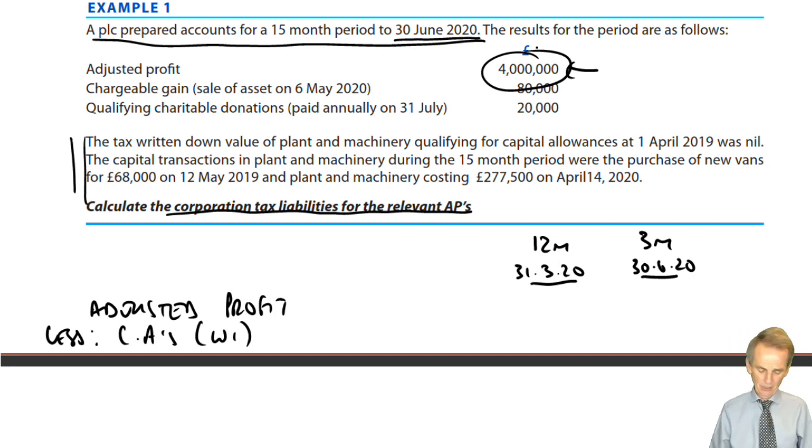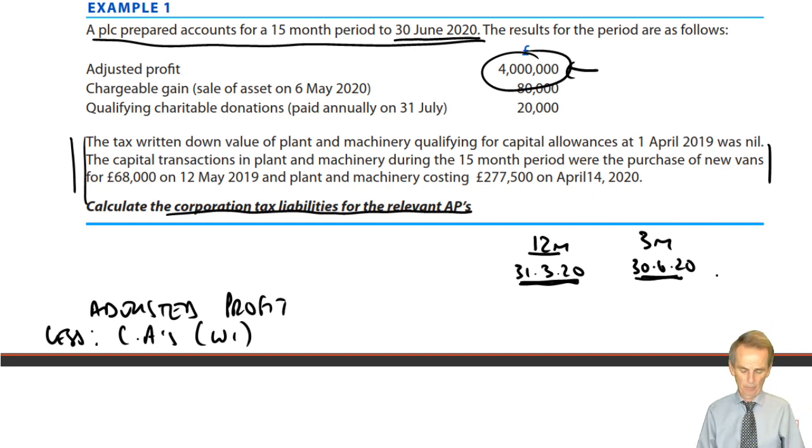But for the capital allowances, they tell you here about the transactions that have occurred, as well as the opening tax written down value brought forward at the beginning of this 12-month accounting period. You've got to allocate the transactions to each of the 12-month period and the 3-month period, and then do two separate computations starting with that first 12-month period. Get your AIA, get the WDA, get any FYA, get any tax written down values carried forward, and carry them forward into the 3-month period.